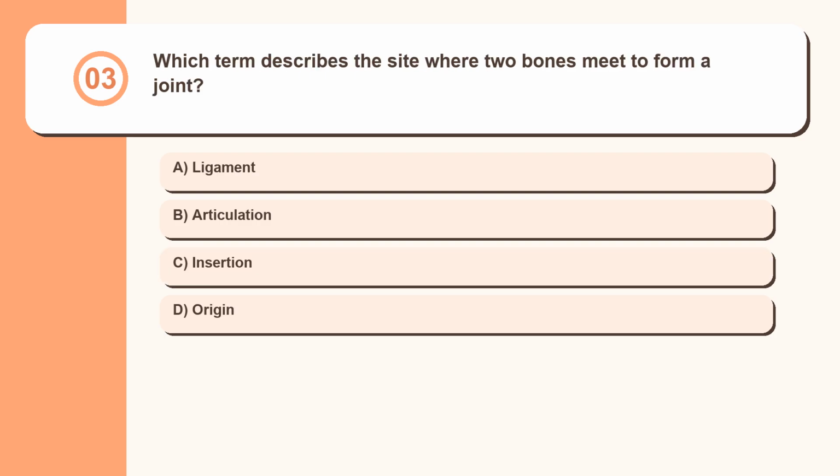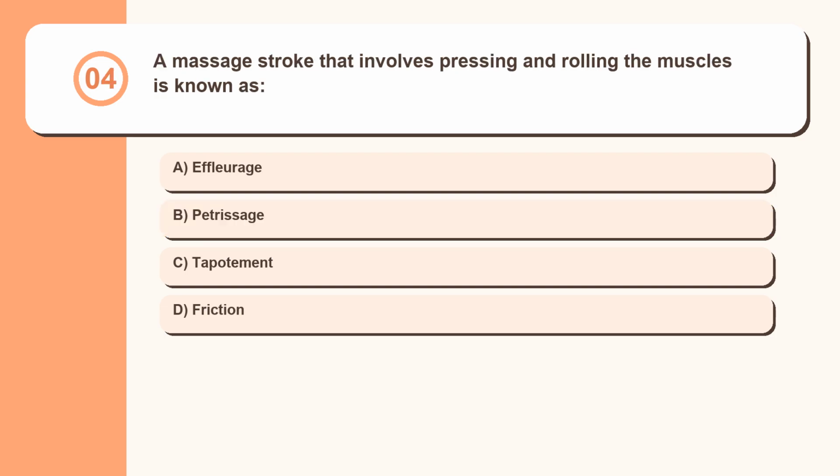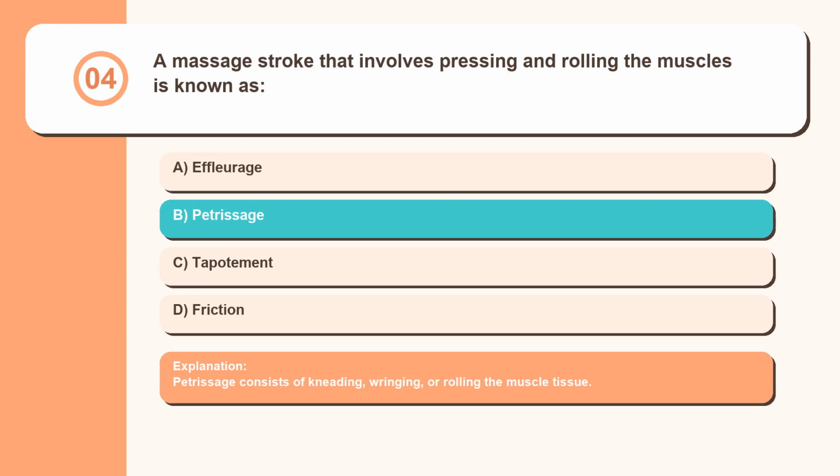Question 3. Which term describes the site where two bones meet to form a joint? Ligament, articulation, insertion, origin. An articulation, or joint, is the point of contact between bones. Question 4. A massage stroke that involves pressing and rolling the muscles is known as effleurage, pétrissage, tapotement, friction. Pétrissage consists of kneading, wringing, or rolling the muscle tissue.